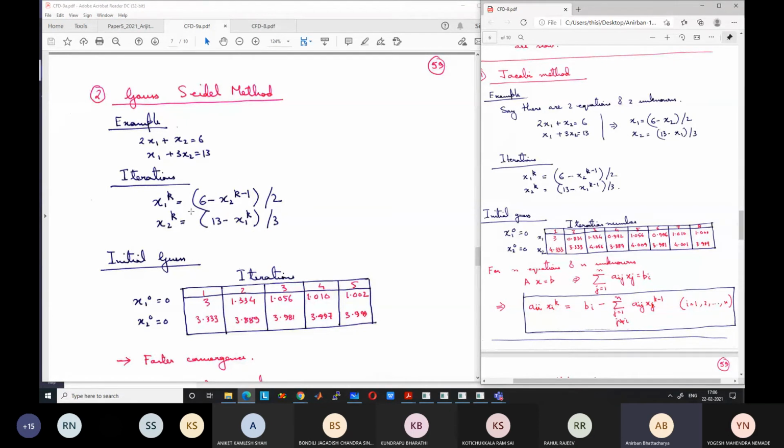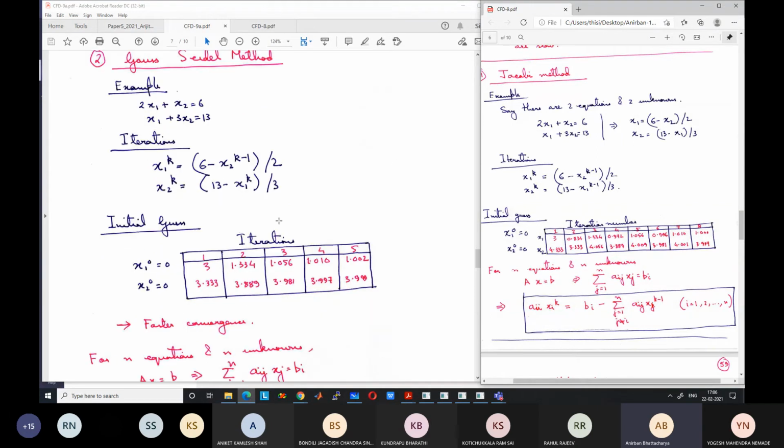Okay, you will have to use the latest values. If I have n unknowns and n equations, for the first equation, I will have all the other values from the previous iteration. For the second equation, I will have one value, the first value already calculated from the new iteration, and all the n minus 2 values from the previous iteration. Like this, we continue. For the last value, we use all the current values because all the current values are known.